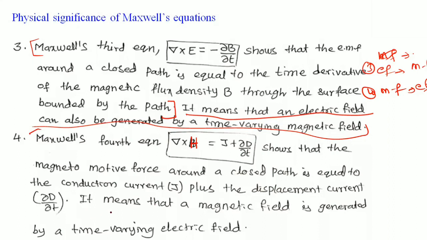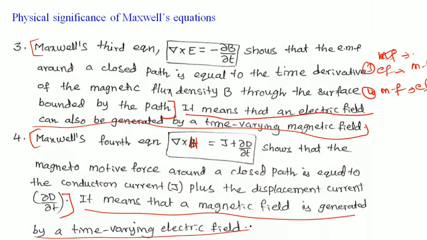But this is the physical significance of the fourth equation. What is this? It means that a magnetic field is generated by a time varying electric field. So the third equation, the magnetic field generates a time varying electric field. The electric field generates a time varying magnetic field. These are the four Maxwell equations' physical significances.